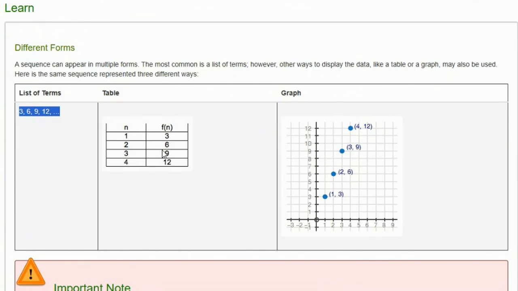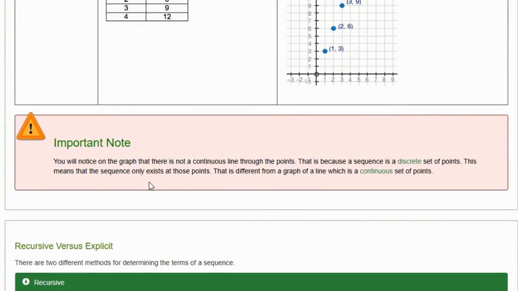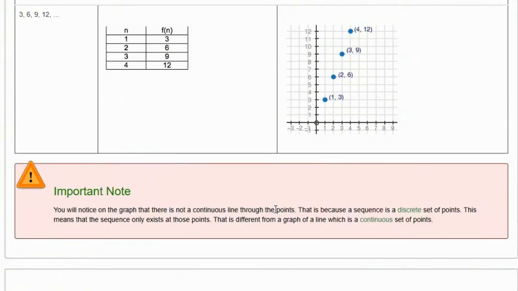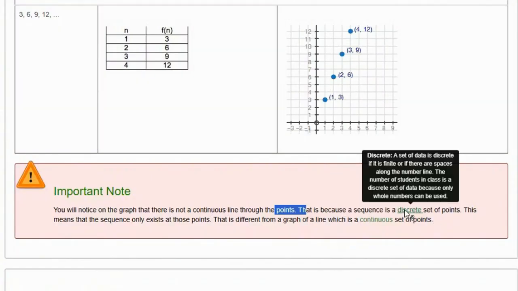So this is the exact same as this list. This list is the same as this table. It's the same as this graph. The graph says the first term is a 3, the second term is a 6. So this is 3, 6, 9, 12. It's just we're saying which term number it is. You'll notice on the graph, there's not a continuous line through the points. There's no line connecting those because we don't have a 1.5 term. You know, like 4.5 is not part of the sequence. This is called a discrete graph.